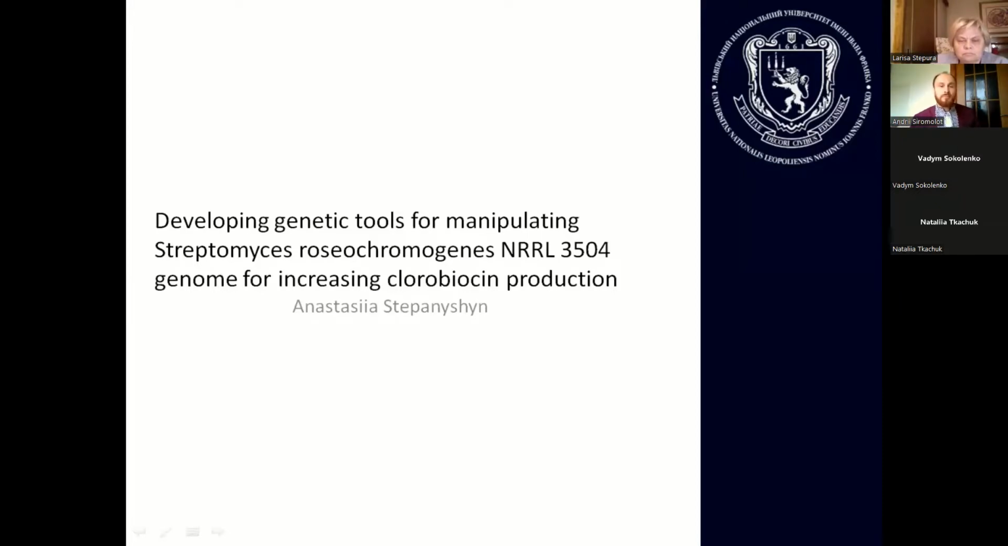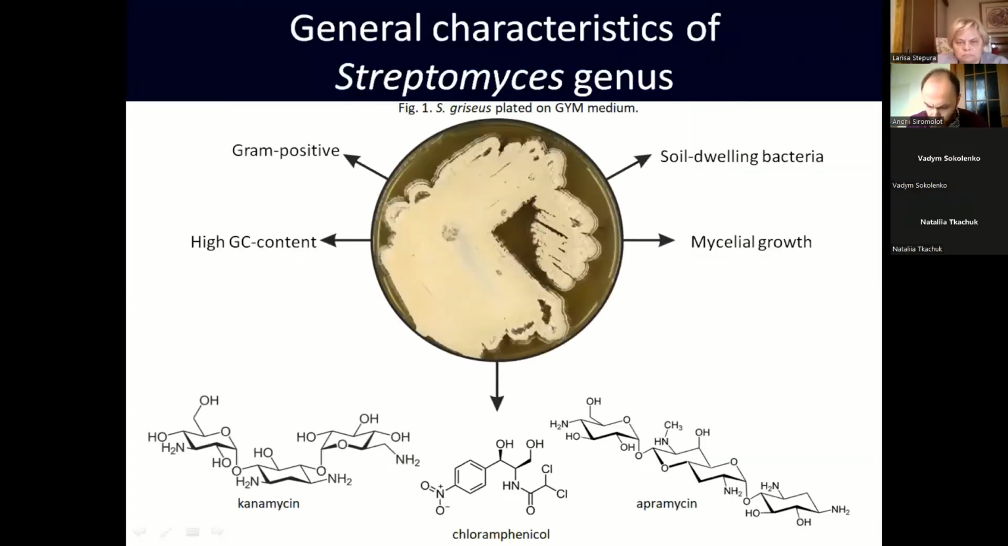My name is Anastasia Stepanyshyn, and the title of my presentation is Developing Genetic Tools for Manipulating Streptomyces roseochromogenes NRRL 3504 Genome for Increasing Clorobiocin Production. I will start off with some general information about Streptomyces, and as you may know, Streptomyces is a genus of gram-positive bacteria, and they're soil-dwelling microorganisms that possess mycelial growth.